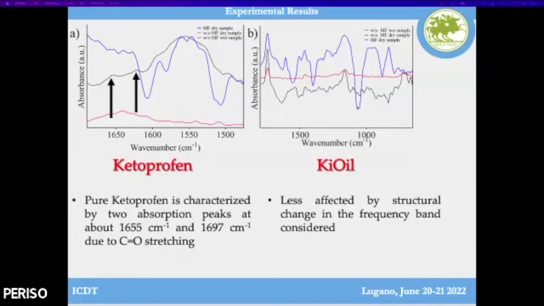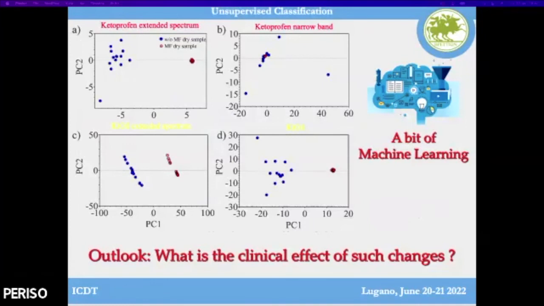Then we used some machine learning techniques. What is a machine learning technique in this case? It is a technique in which the spectra we previously evidenced are reduced to one dot. So we are not looking at specific resonance peaks, but just at one dot, which is representative of the specific molecule. Here on the left, there is ketoprofen on the whole spectrum, while on the right, there is ketoprofen on the narrow spectrum, on the fingerprint.